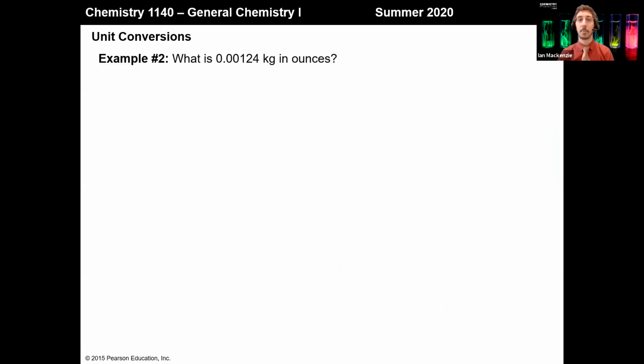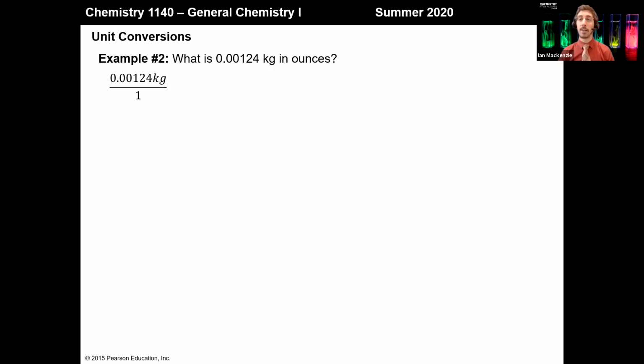Let's do another example. What is 0.00124 kilograms in ounces? Well, first, again, I put kilograms in the top left, and then I look at my conversion factors, equalities, whatever they happen to be. In the back of your book, you will find equalities and conversion factors that relate many different units. Ounces and kilograms are both units of mass. And I don't know a direct conversion between ounces and kilograms, but I do know a conversion between kilograms and pounds, and between ounces and pounds.